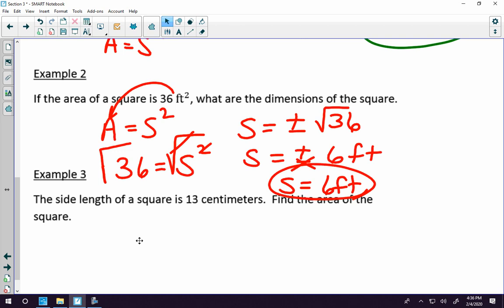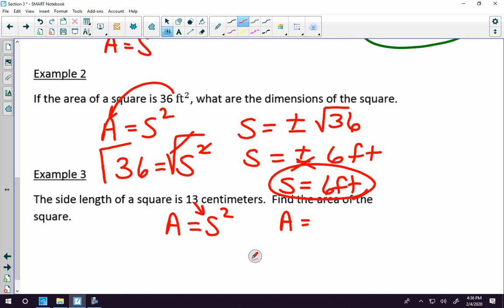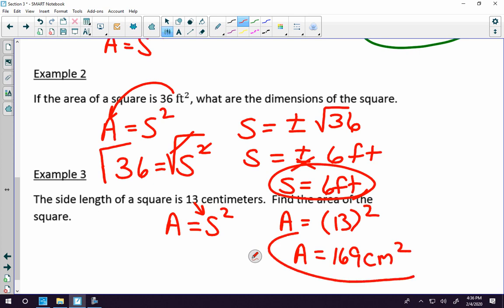Okay. Example 3 says the side length of a square, so we're given the side length is 13 centimeters. Find the area. So again, we know it's a square, so we're using this area formula. We're given the side length, so we're going to substitute in properly. So the space inside of this square is going to be 13 squared, which is 169 square centimeters.